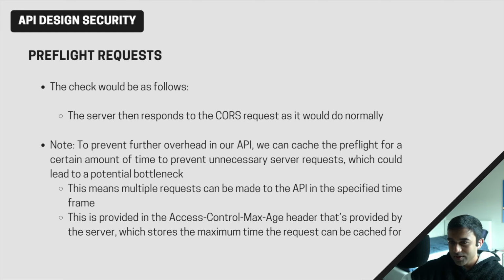The server then responds to the CORS requests as it normally would. Note that to prevent further overhead in our API, we can cache the preflight for a certain amount of time to prevent unnecessary server requests, which could lead to a potential bottleneck. This means multiple requests can be made to the API in the specified time frame. This is provided in the Access-Control-Max-Age header that's provided by the server, which stores the maximum time the request can be cached for.